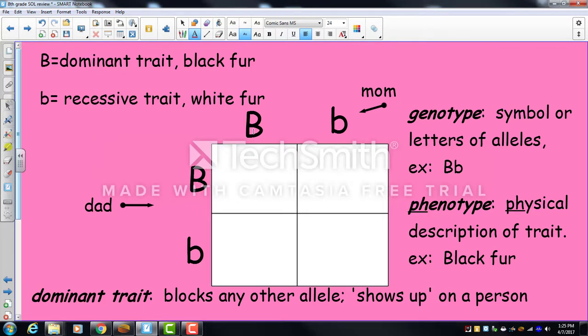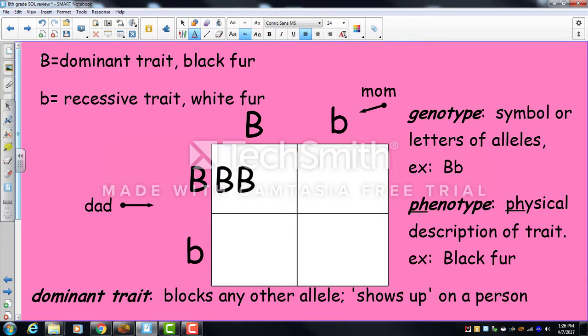Hetero means different. You'll notice that these alleles are different. One is capital, one is lowercase. They are not the same. Same with dad, heterozygous, capital B, lowercase b. So then what goes in this box? Dad gives a capital black furred allele, and guess what? So does mom. So the genotype, which is the symbol or letters, is big B, big B, two capital Bs.